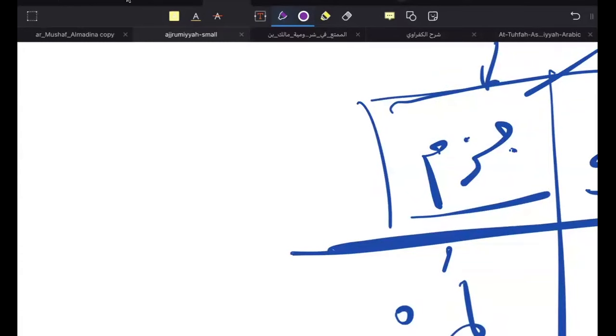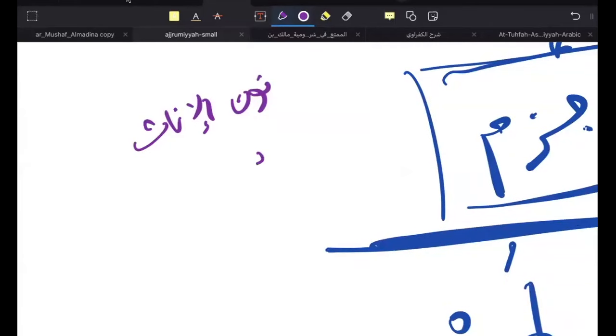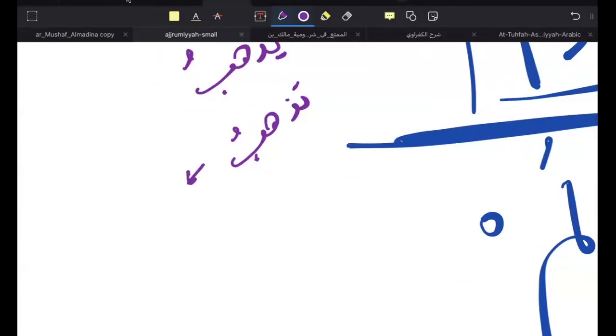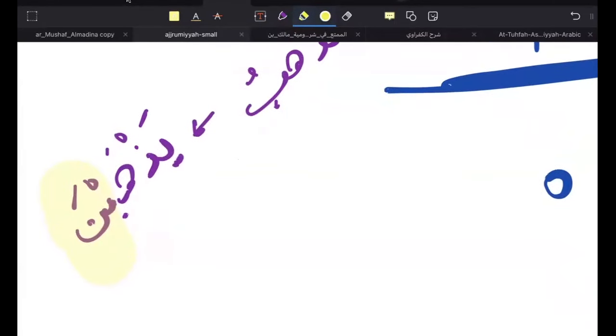So yes, it is mabni when it is connected with nun al-inath. Then it will be mabni. So, for example, you have yadhabu, he goes. This is mu'rab. Then we have tadhhabu. We said it could be she goes or you go for masculine. But what is the plural of tadhhabu? Yadhabna, right? Yadhabna. This is the noon of inath. So whenever a verb is connected with this noon, it is mabni. It will never change. It becomes mabni. So this is something that you have to know.